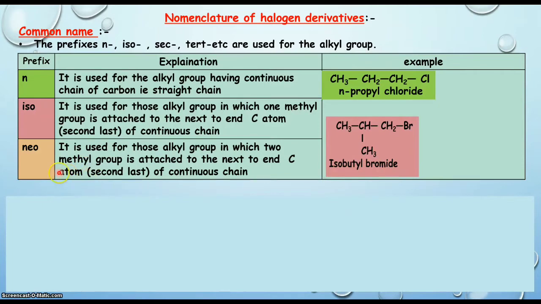The next prefix is neo, which is used for those alkyl groups in which 2 methyl groups are attached to the second last carbon atom of a continuous chain, and the example for this is neopentyl bromide. Neo shows that 2 methyl groups are present on the second last carbon atom. Pentyl shows 5 carbon atoms are there in the structure and the halogen is bromide. So its name is neopentyl bromide.